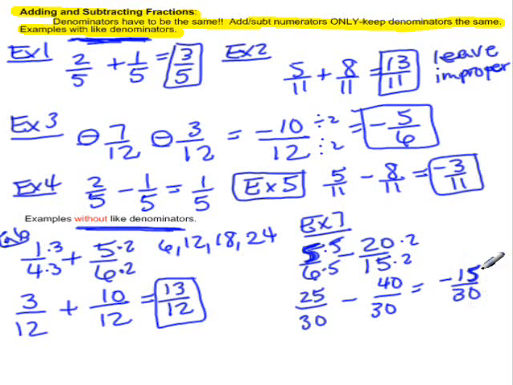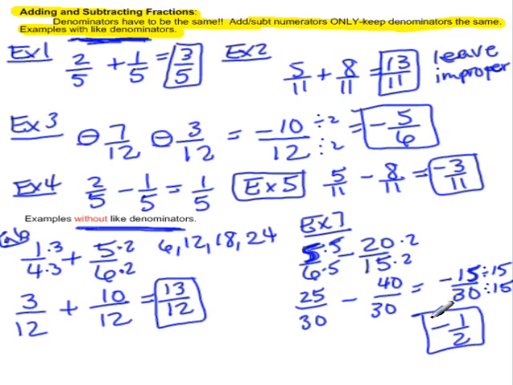Now, can we leave this answer in this form? Is negative 15 over 30 in simplest form? No, it's not. You can reduce it, right? You can divide by 15 on top and bottom. Okay? So, let's do that, and our final answer is negative 1/2.